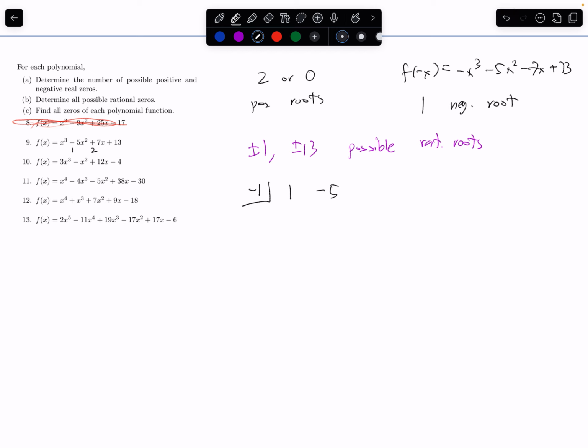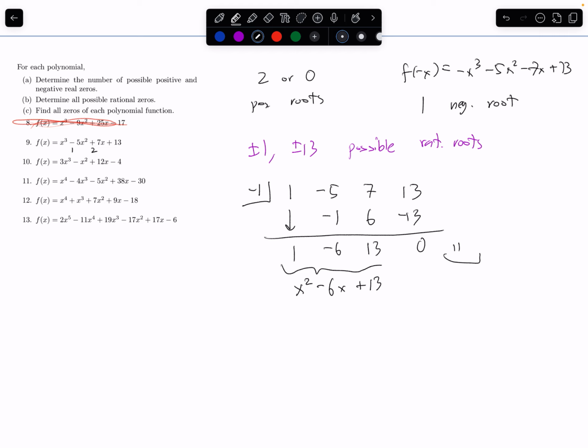Okay, my coefficients are 1, -5, 7, and 13. Run the algorithm, pull the 1 down. 1 times -1 is -1. That's -6. Times -1 is 6, 6 plus 7 is 13. Times -1, -13. And that's 0, perfect. So -1 was one of the roots, and the resulting quadratic is x squared minus 6x plus 13.